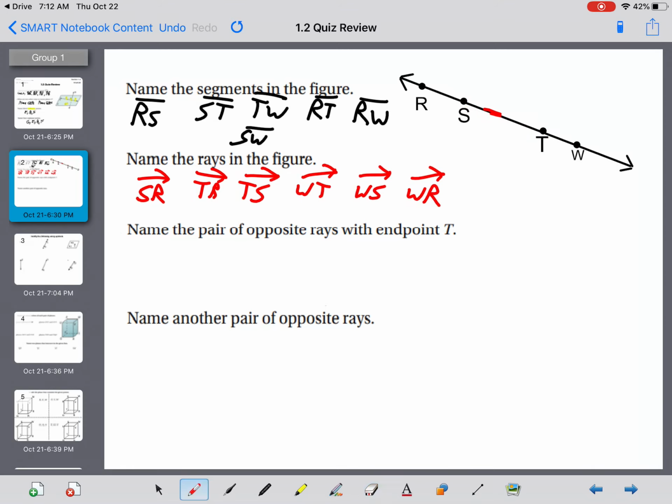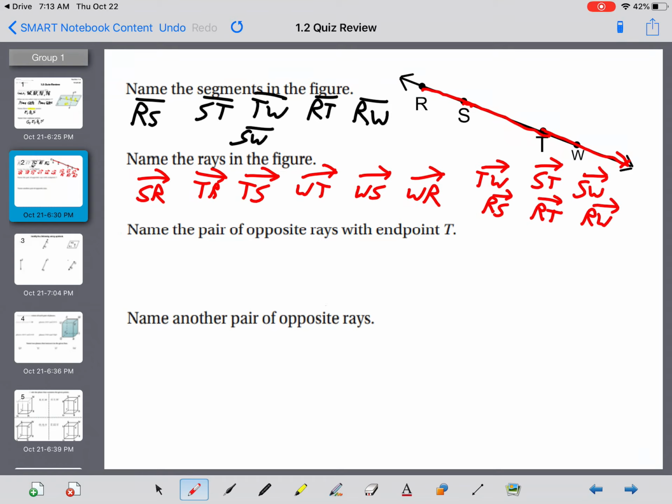Now we would have to go in the other direction. So we have TW, ST or SW, and lastly we have either RS, RT, or RW. So there's quite a few opposite rays.